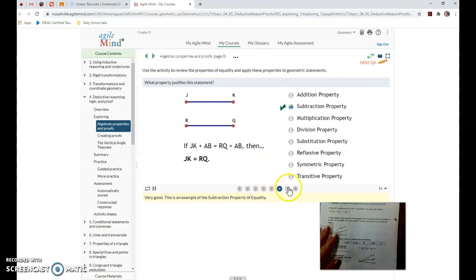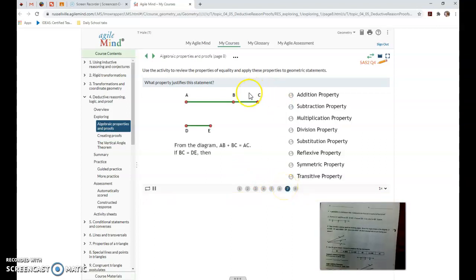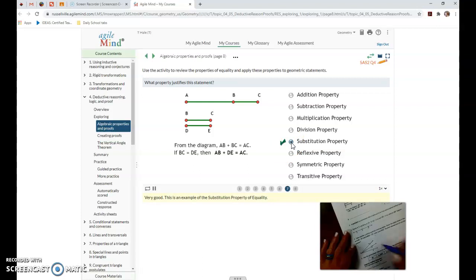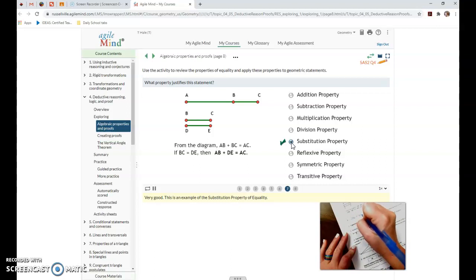On the back of your notes, our next drawing, we have AB plus BC, and we're told that BC and DE are the same thing. So that means AB plus DE would be the same as AB plus BC. So AB plus BC gives me the length of AC, and since these two things are equal, I can replace BC with DE. That's called the substitution property. When you replace something with something that is known to be equal to it, that is substitution. So G is the substitution property.